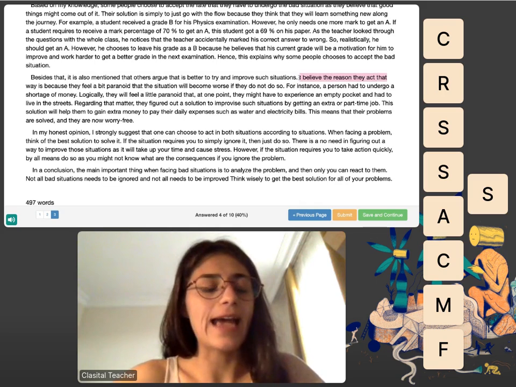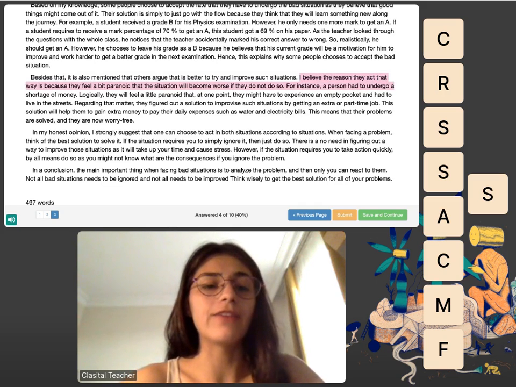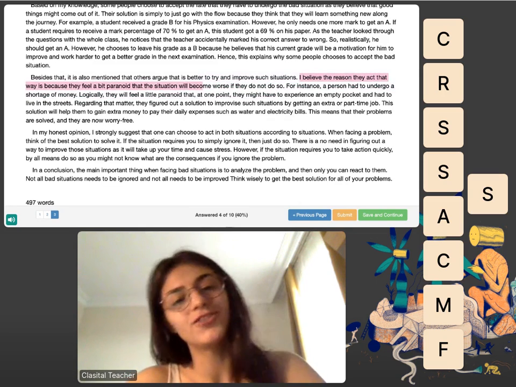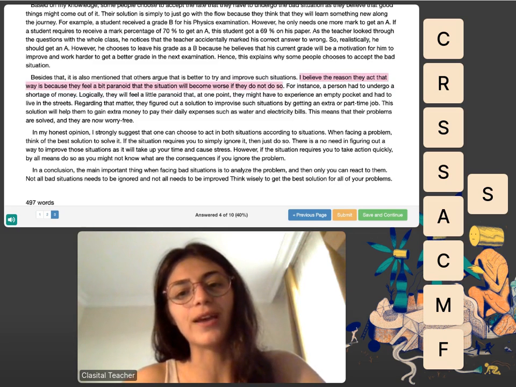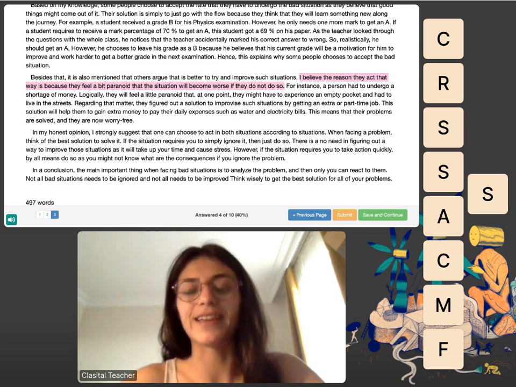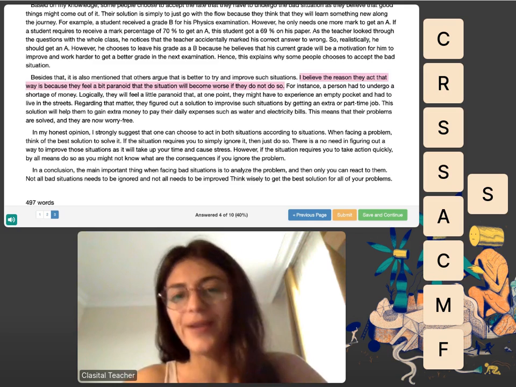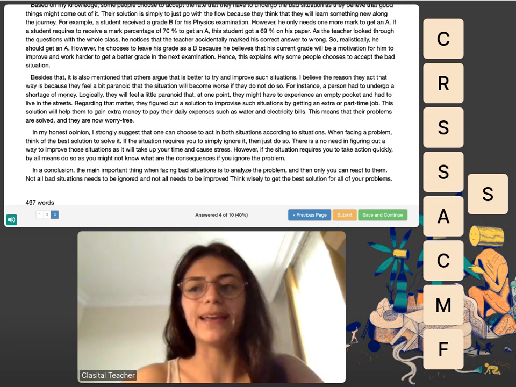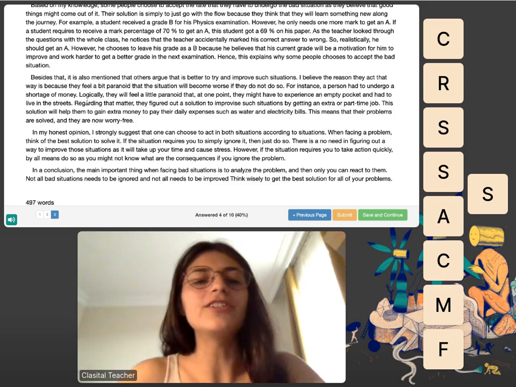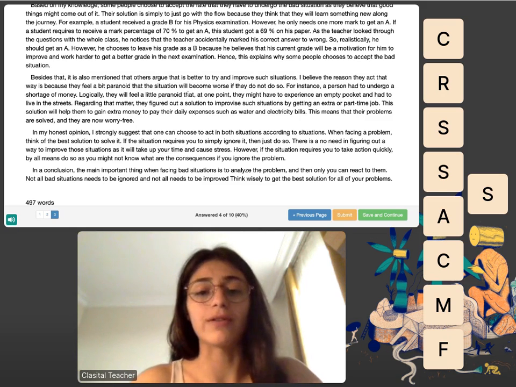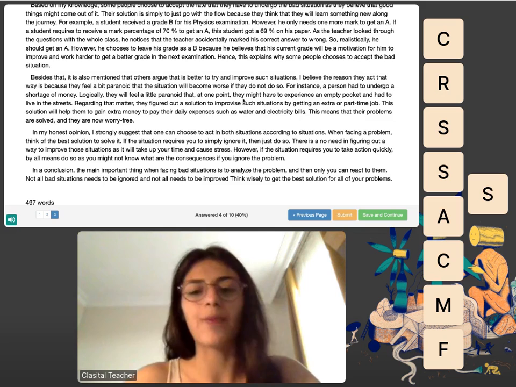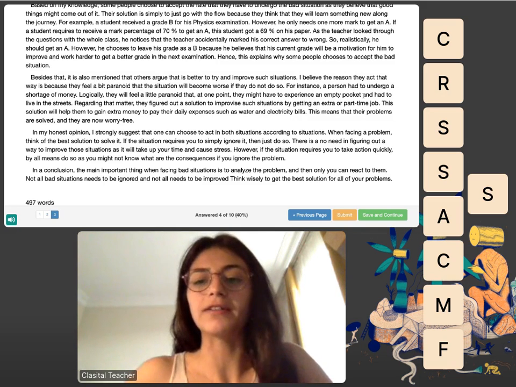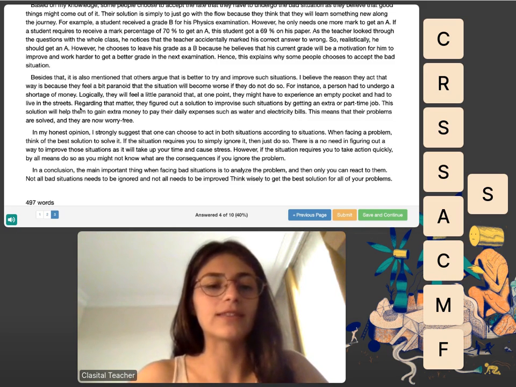I believe the reason they act that way is because they feel a bit paranoid that the situation will become worse if they do not do so. And there's again a repetition of do's there. For instance, a person had to undergo a shortage of money, again another story. Logically, they will feel a little paranoid that at one point they might have to experience an empty pocket and had to live in the streets.